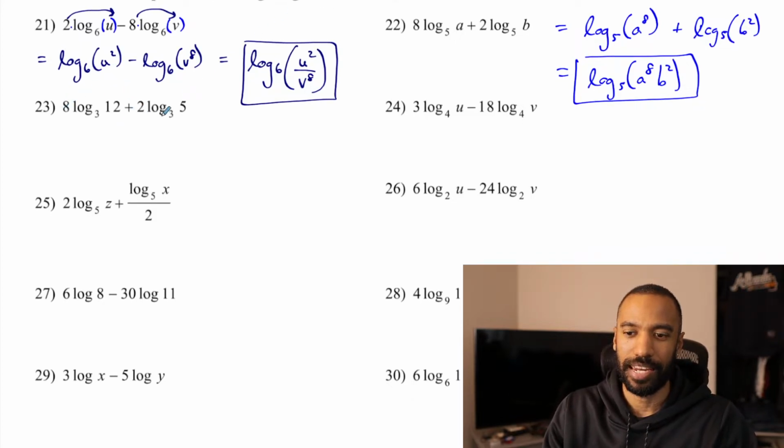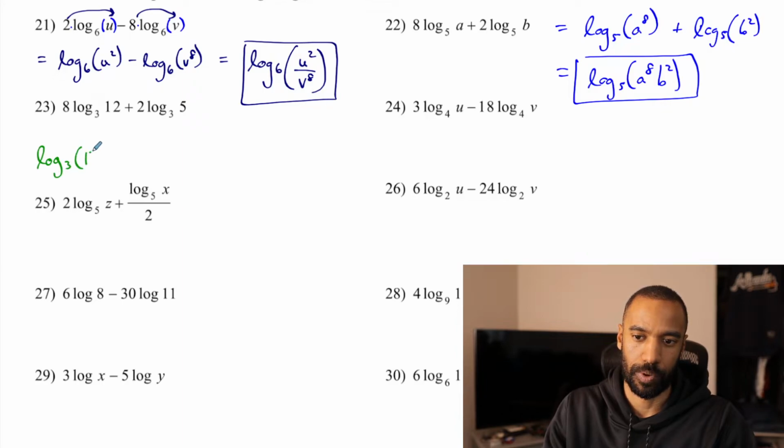And yep, I think already at this point, I'm now ready to start just going one step here. Pull the 8 in with the 12, the 2 in with the 5, and multiply the 12 to the 8th and 5 squared. So log base 3 of 12 to the 8th times 5 squared.